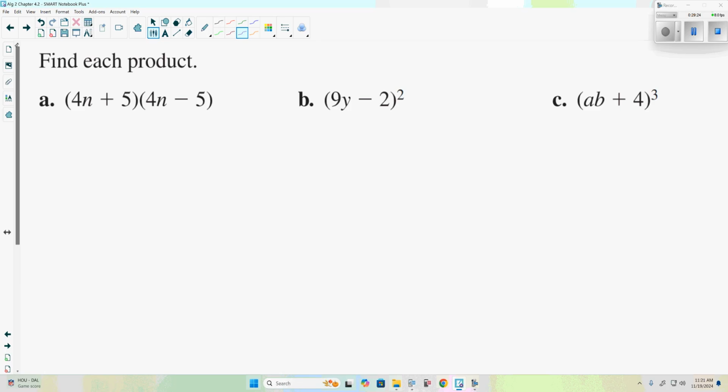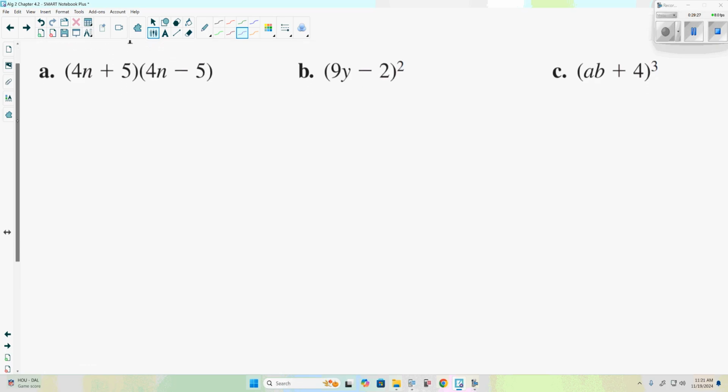Because if we look at this here, (4n plus 5) times (4n minus 5), it is possible for us to jump down and say that this is 16n squared minus 25 as the final answer.